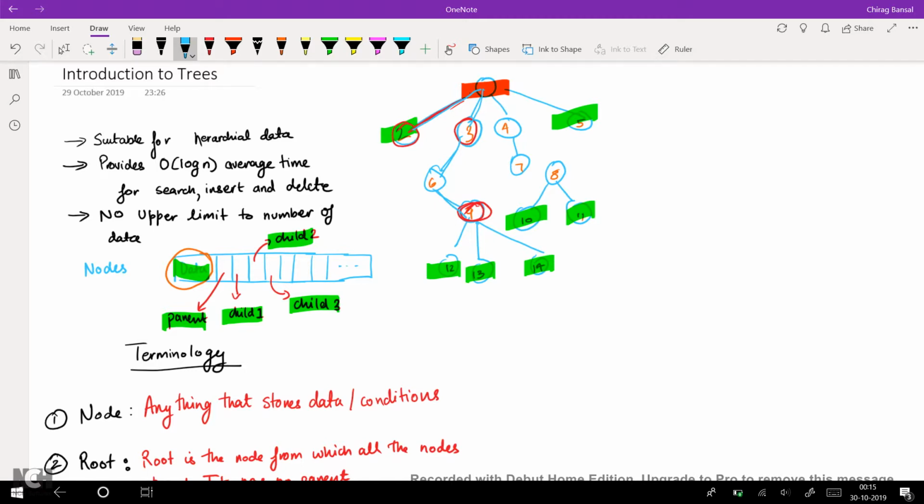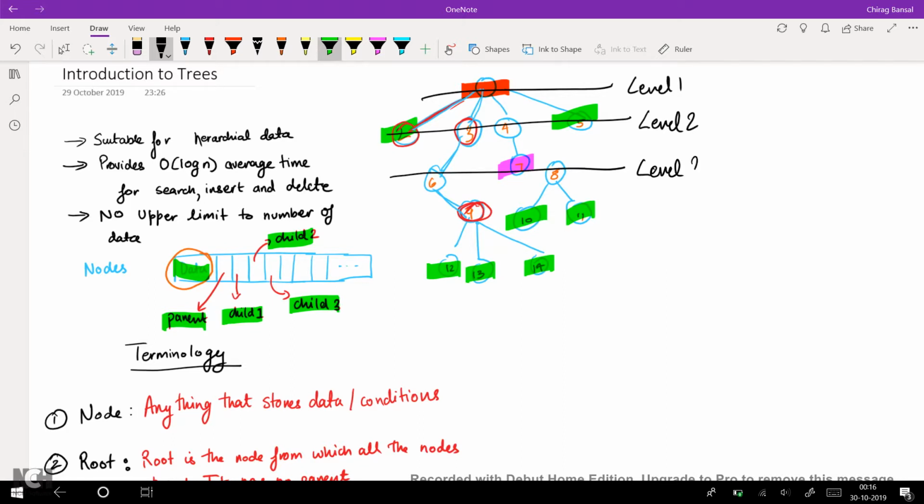Depth of a node is said to be the distance from the root. For example, depth of 7 here is 2 as it has 2 edges between the root and the node. The level of a node is said to be depth plus 1. Therefore, we can say this is level 1, this is level 2, this is level 3. Basically, it means how far we are from the root.